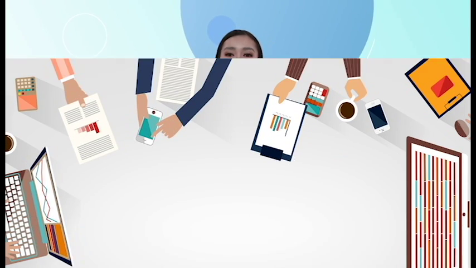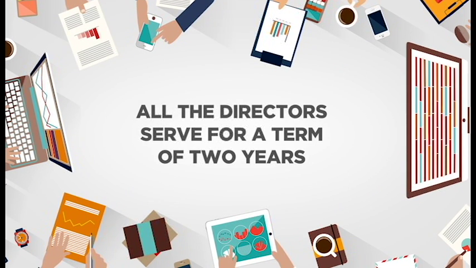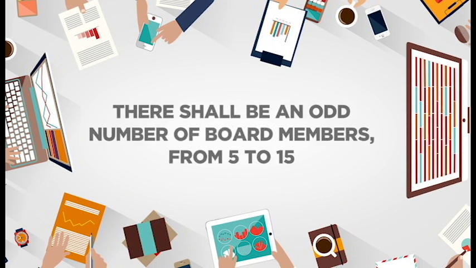The members of a cooperative elect the members of the board of directors at their annual General Assembly. All the directors serve for a term of 2 years. There shall be an odd number of board members from 5 to 15. They shall supervise and control the affairs of the cooperative. They shall also prescribe policies consistent with the bylaws and resolutions by the General Assembly.